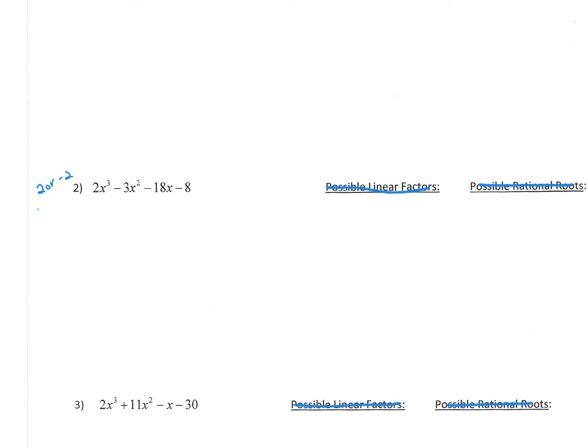If I try my 2 first, positive 2, my coefficients, it's x cubed, x squared, x to the first, and a constant. So I'm not missing anything. I'm going to write my 2, my negative 3, negative 18, negative 8. And then when I do my synthetic division, I bring down a 2. I get a 4 when I multiply by 2, and that gives me a 1. 1 times 2 is 2. I can already see that I am not going to get a remainder of 0. So 2 was not one of my roots that work. Let's try the negative 2.